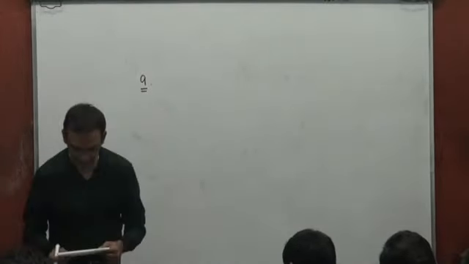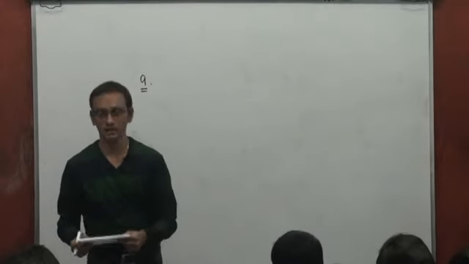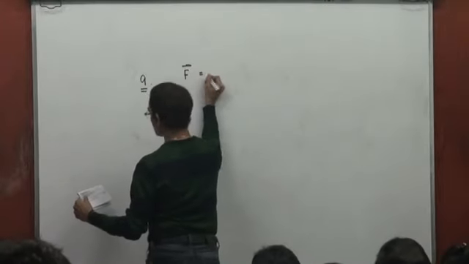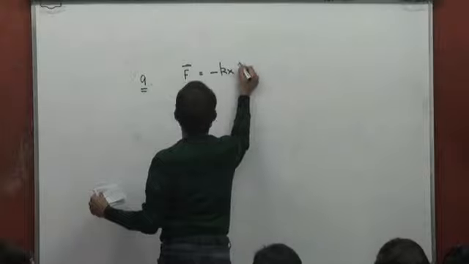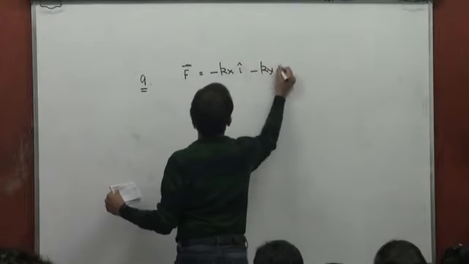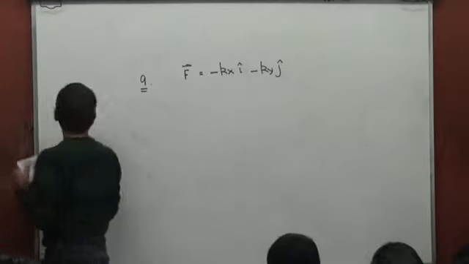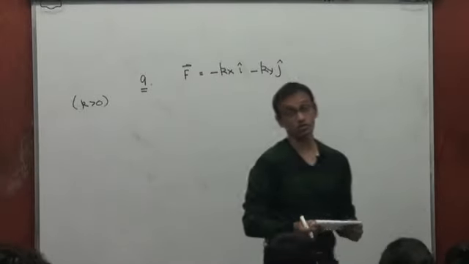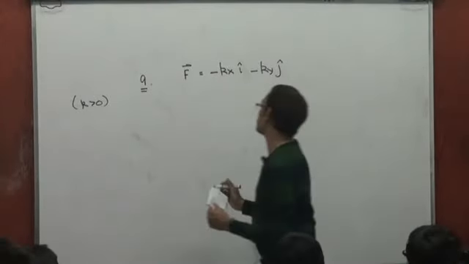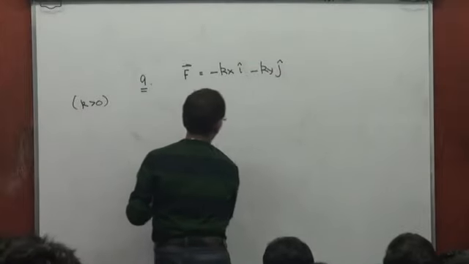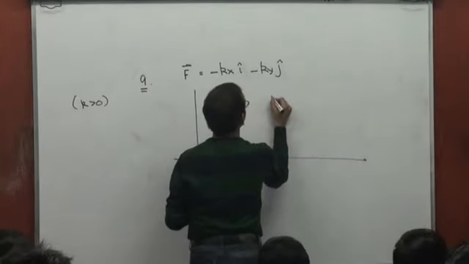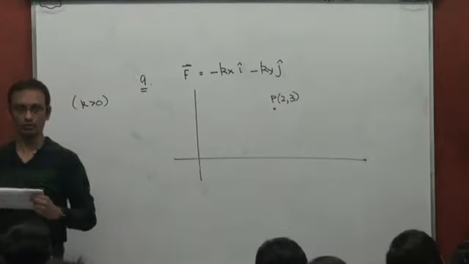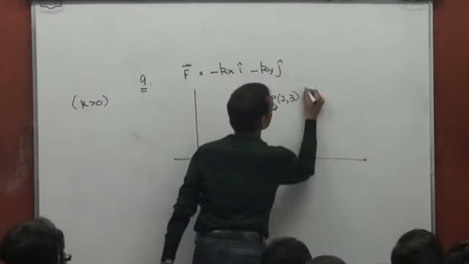A particle of mass m free to move in the xy plane, subject to a force F, which is minus kx i cap minus ky j cap, where k is greater than 0. The particle at time t equal to 0 is released at 2, 3. The particle is released at a point 2, 3 at time t equal to 0.